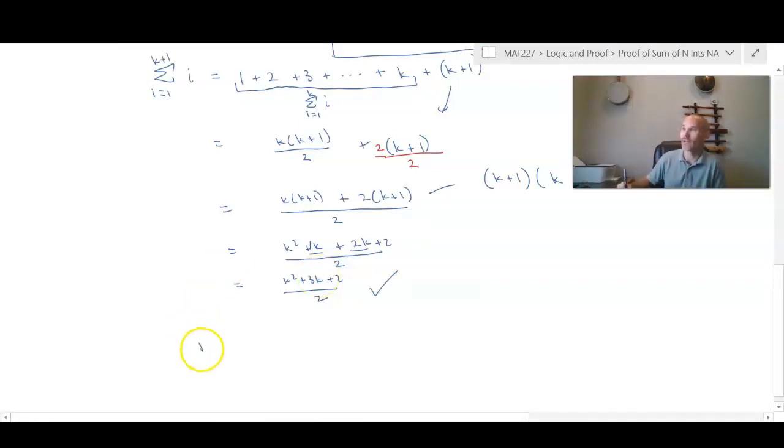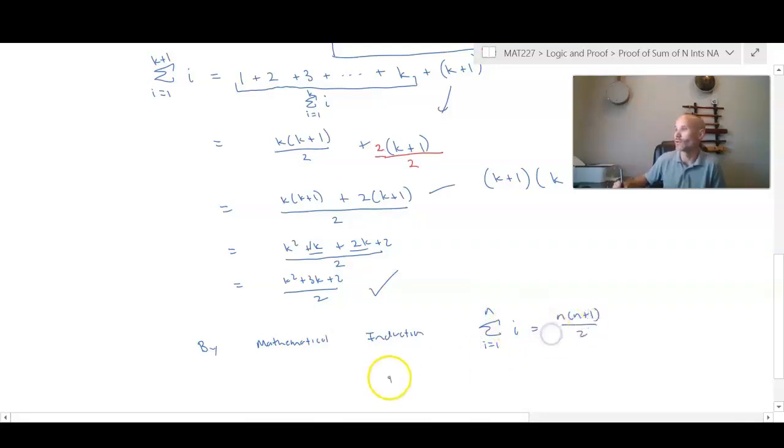And so now we would just say, by mathematical induction, the sum from i equals 1 to n of i equals n times n plus 1 over 2 is true for all integers n greater than or equal to 1. And that concludes our mathematical induction proof.